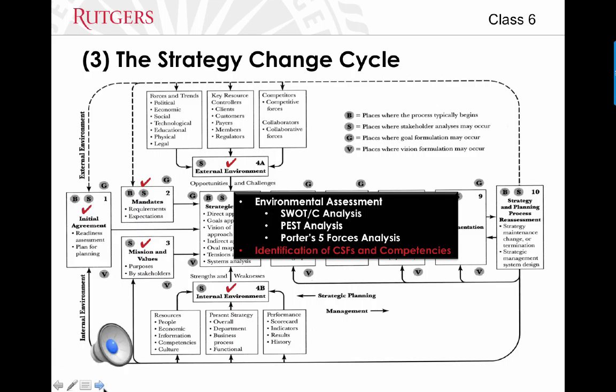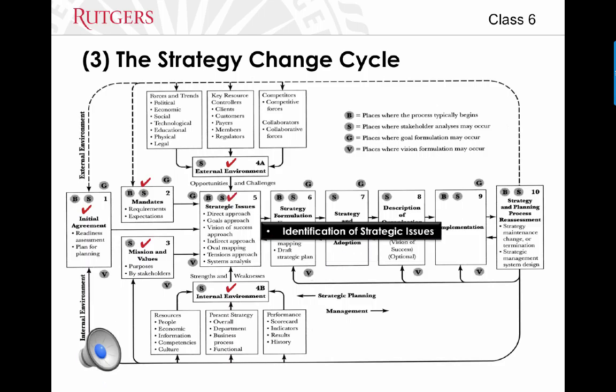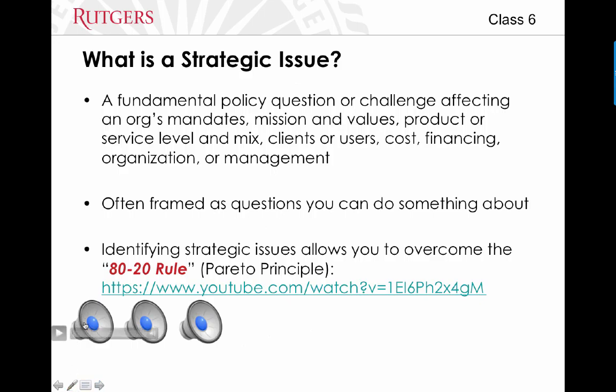In our last module, we looked at environmental analysis, SWOT analysis, PEST analysis, and Porter's five forces analysis, and we also looked at the identification of critical success factors and organizational competencies. In this module, we'll look at the identification of strategic issues. At the heart of the strategic planning process is the identification of strategic issues.